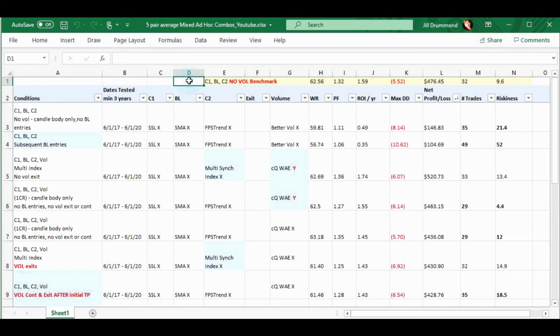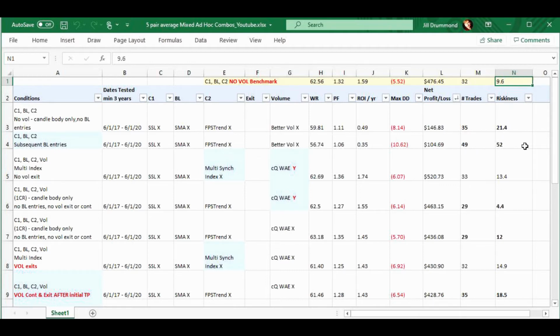I had gotten to this point where I had found a C1, a baseline, a C2, hadn't gotten to the volume yet, but I had a win rate of 62.56, a profit factor of 1.32, ROI 1.59, and that was per pair, per year. Maximum drawdown of 5.52%, net profit 476, and 32 trades over the 3-year period.